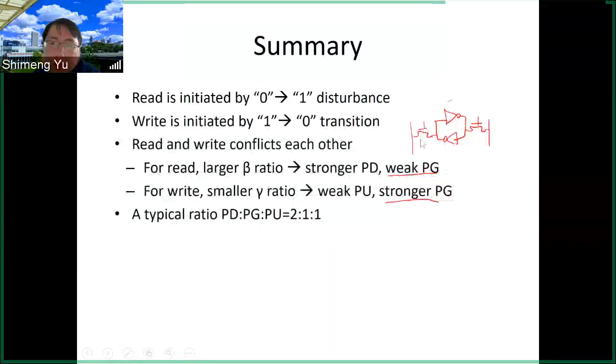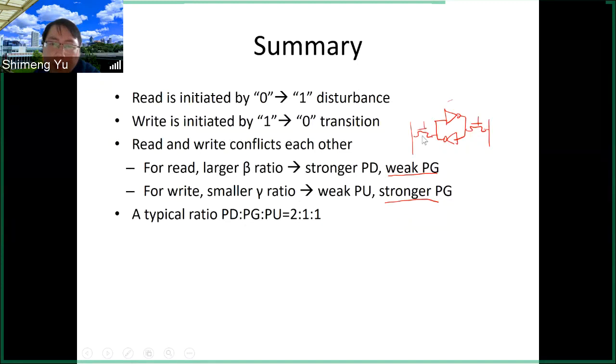So you want it to be weak. You don't want the outside noise or whatever to flip the internal state of the memory here. So you just need a weak cascade.